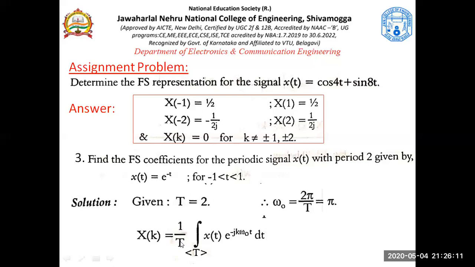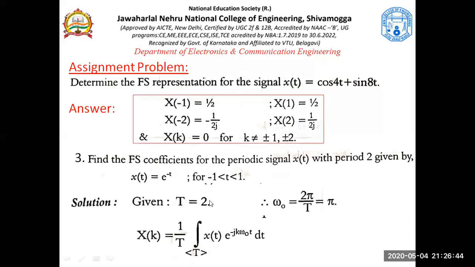So we need to substitute this T as 2, because it is very clearly given. The T is 2 seconds, and this is pi radians per second. Understand that? So let's substitute e power minus t here in place of x of t, because x of t is given here. So let's bring in this x of t, that is e power minus t, and T as 2 seconds.